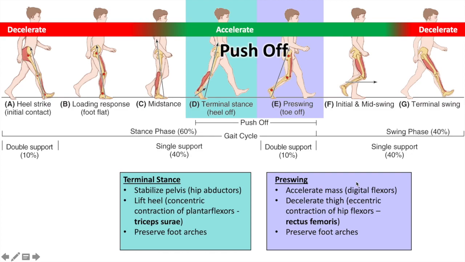After that, we've got our pre-swing phase. So we're starting to bend the knee and about to be able to take our foot off of the ground. So we're going to accelerate the mass, which is our digital flexors. We're going to decelerate the thigh, which is a contraction of our hip flexors, which would be our rectus femoris, which is right here, and then preserve those foot arches. So what's most important about the hip swing is that we're getting those quads working, especially rectus femoris.